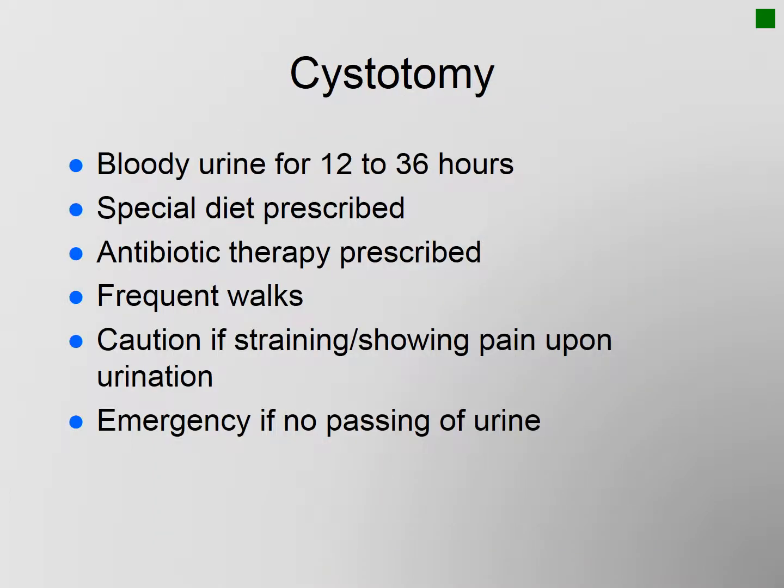Cystotomy, if they go home, bladder stones out, expect them to have bloody urine for 12 to 36 hours. They will probably be on a special diet, and they'll probably be on antibiotics, and will probably need frequent walks so they can keep that system flushed. If they're straining, showing pain, urination, that is, they need to let you know. And if there's no passing of urine, if they're straining and nothing's coming out, then it's okay to panic. Get them in now, if not sooner.